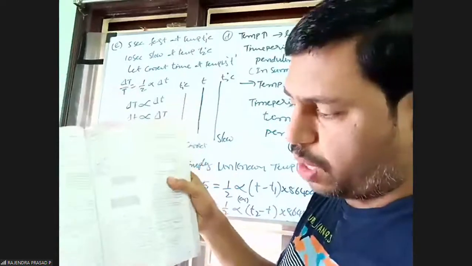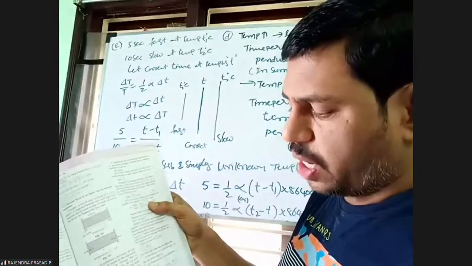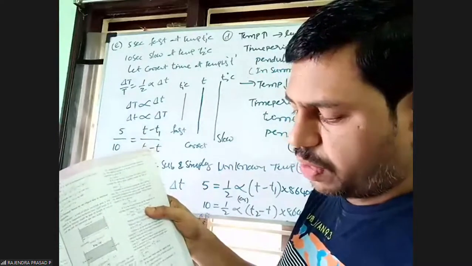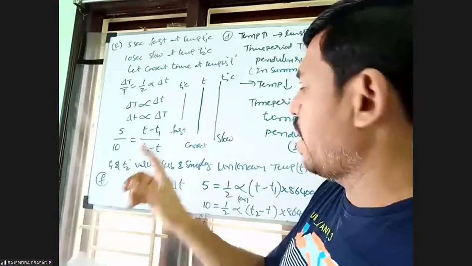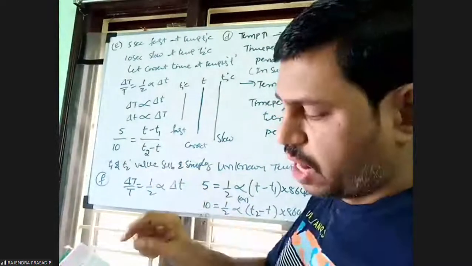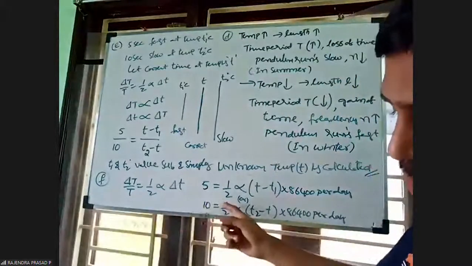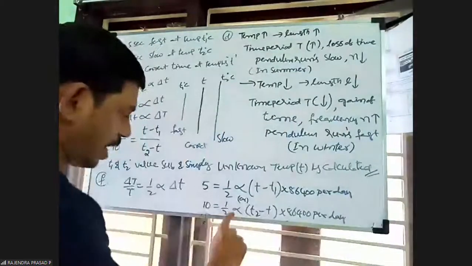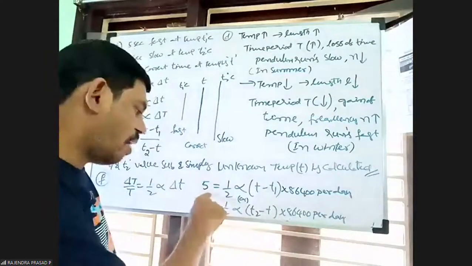12.24. Okay. Loss or gain of time per day is 1 by 2 alpha delta T into 86,400. So the clock is 5 seconds fast and 10 seconds slow. First calculate the T value, and after the T value, calculate the loss or gain of time. This is the formula. For example, for 10 seconds, substitute 10, alpha into T2 minus T into 86,400. Or take 5, no problem.